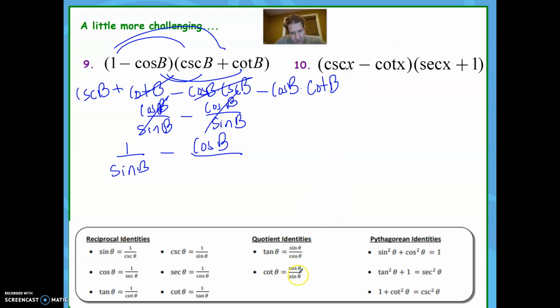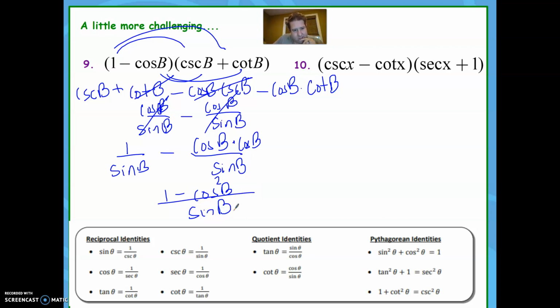Cotangent of b is the same thing as cosine of b over sine of b, so times cosine of b over sine of b. Okay, so now we've got them both over sine of b. Cosine of b times cosine of b is cosine squared of b. So I can then do 1 minus cosine squared of b over sine of b.